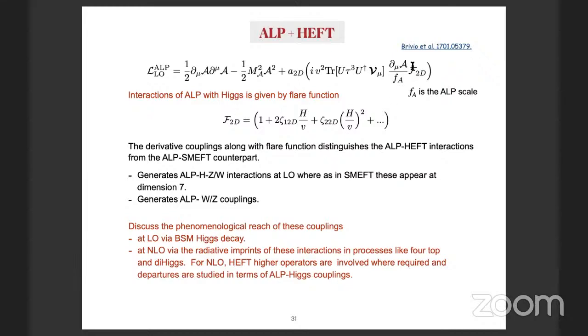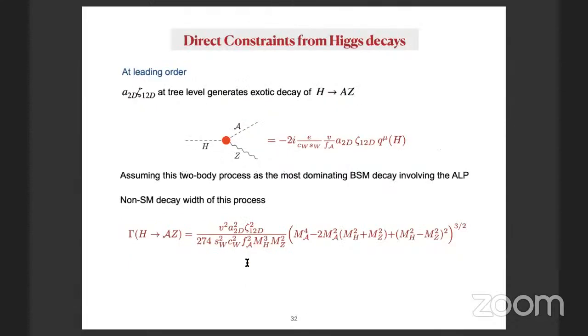And these interactions are written by using this curly F2D operator, which is again a generic polynomial. The important effect of this particular term is that it brings out ALP-Higgs-Z couplings and ALP-W-Z couplings. So in our analysis, we studied the phenomenological reach of these couplings at leading order as well as at next to leading order. For the leading order effects, we considered these ALP-Higgs-Z interactions, and this was the Feynman rule. So consider this particular two-body process as the most dominating BSM decay of the Higgs.